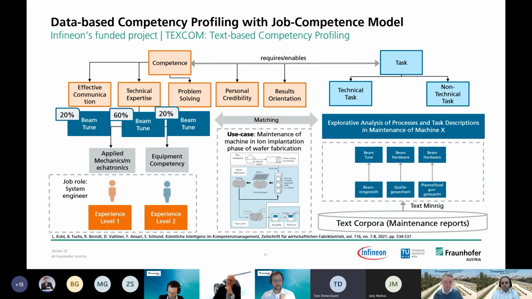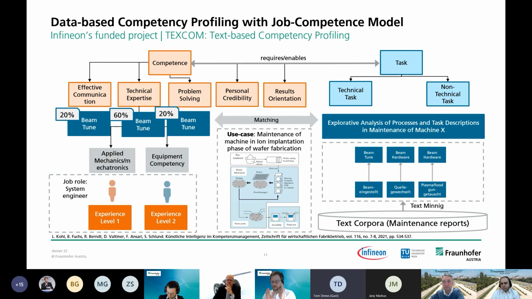And this can be done by matching via a developed statistical learning algorithm where we can say a certain technical task, let's take beam tune, has a share of 20% effective communication, 60% technical expertise, and then 20% problem solving. So we know from data that such a share of competences is needed here. And then we can break this down to applied mechatronics and equipment competency levels. And these levels give us, for example, the enterprise-specific job role needed for a certain task.